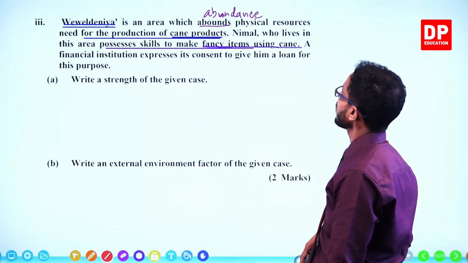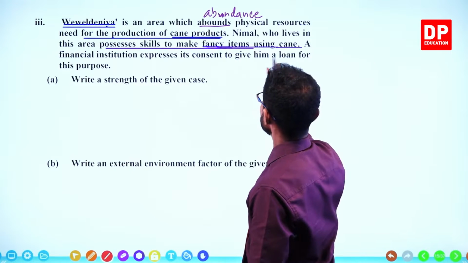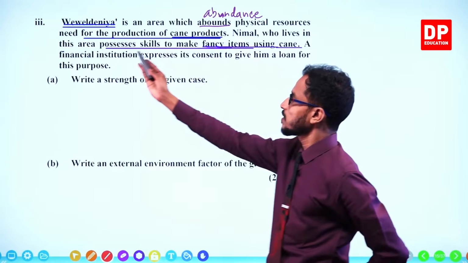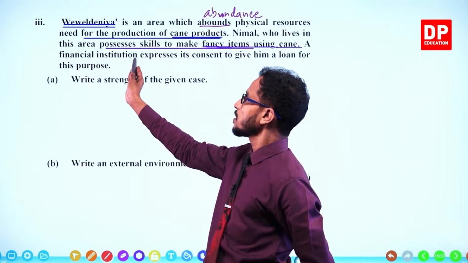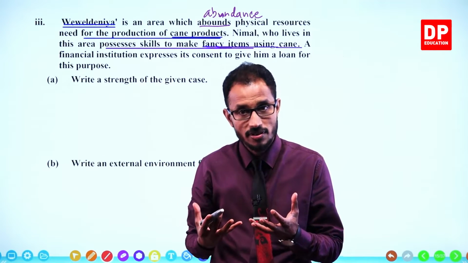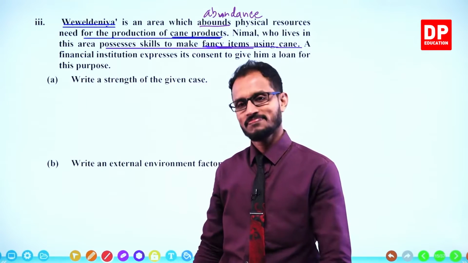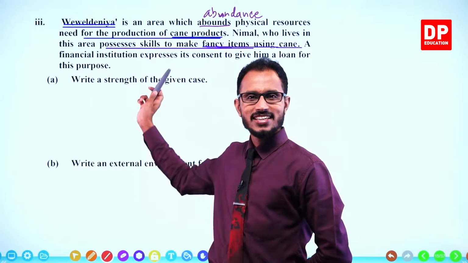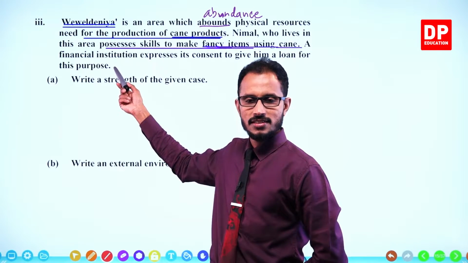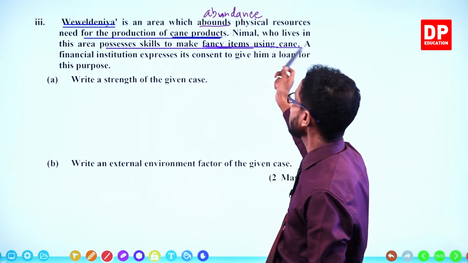Okay. A financial institution expresses its consent to give him a loan for this purpose. A financial institution expresses its consent to give him a loan. I'll make it simple. A bank or a finance company is ready to give him a loan. That's what they say. They use these types of fancy words. Financial institution expresses consent to give him a loan.